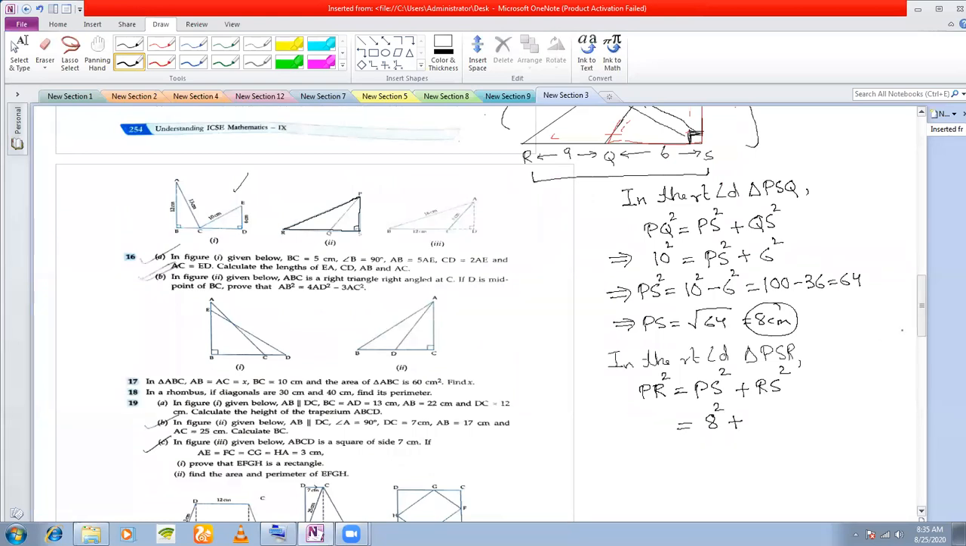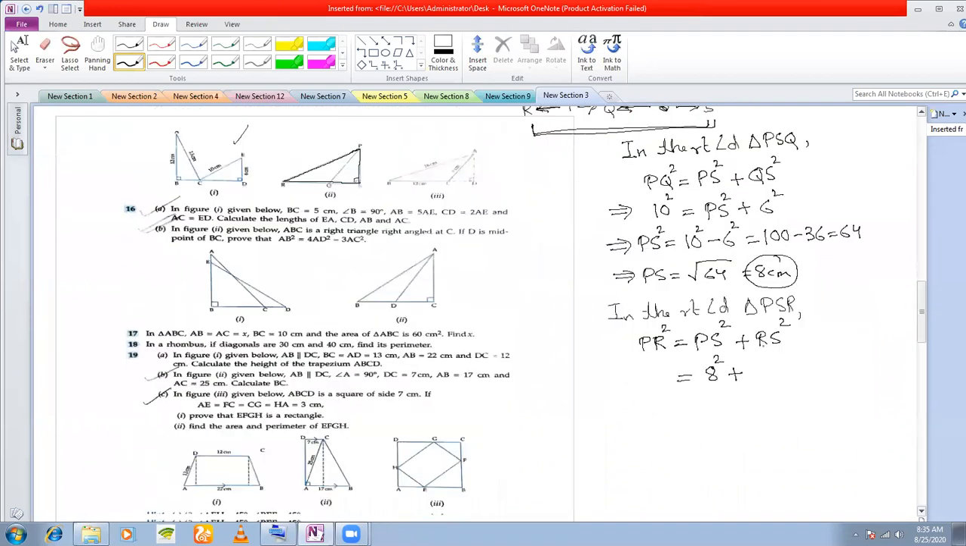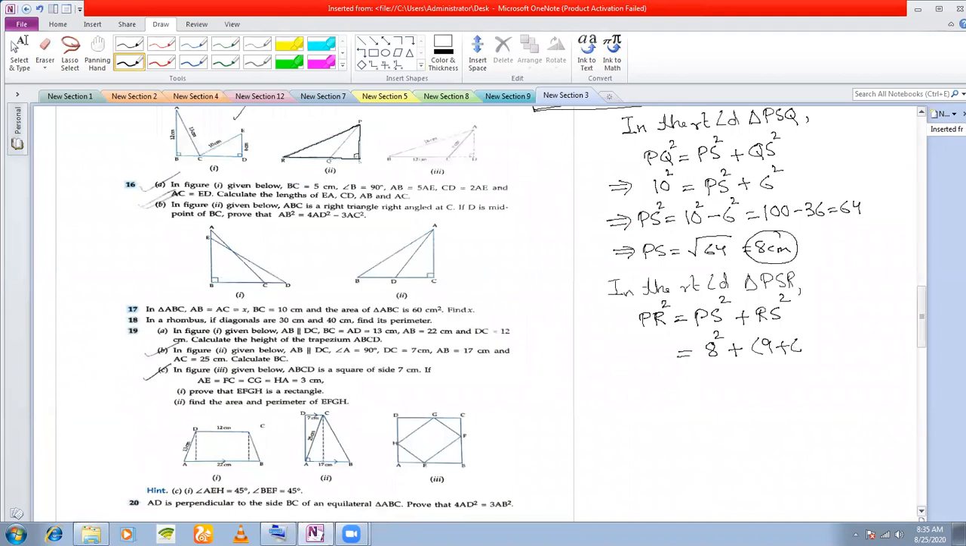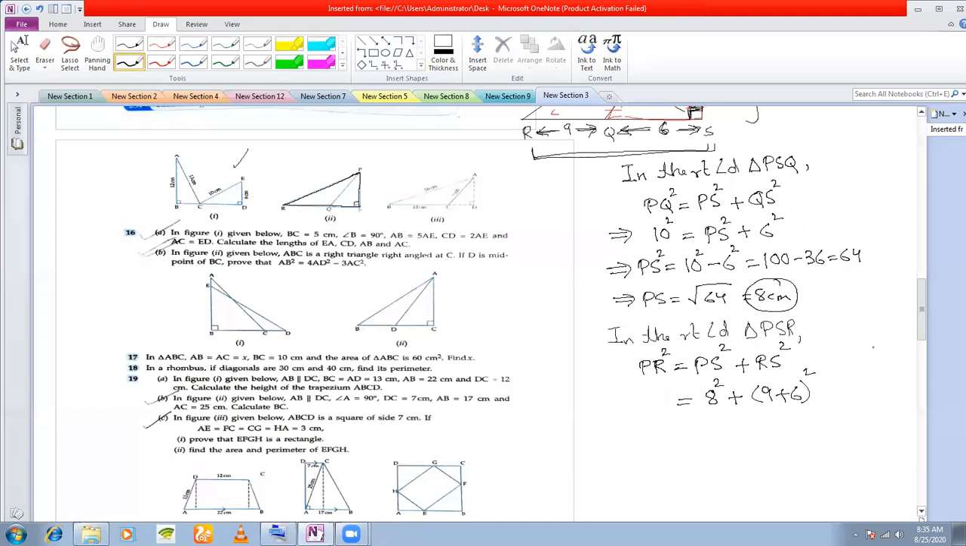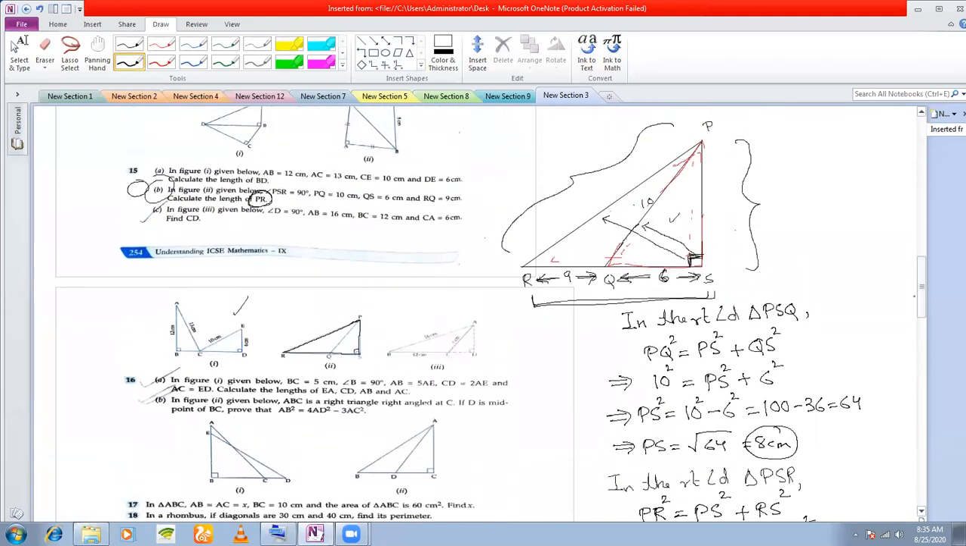And how much is RS? This length is 9, this length is 6. So therefore this entire length RS is 9 plus 6. So it is 9 plus 6 whole square. So you can calculate PR from here. Any problem with this sum? No, sir.